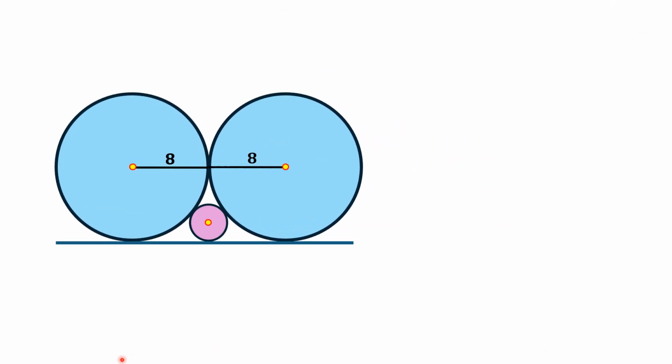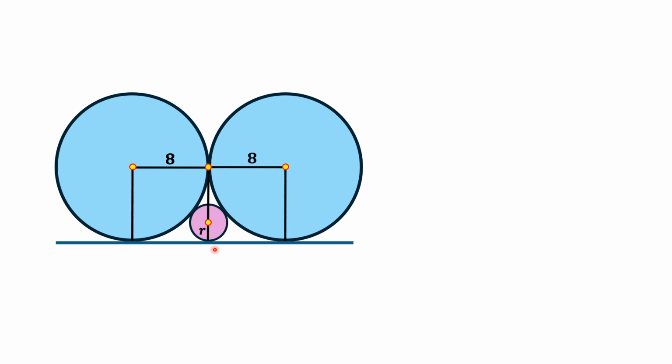First of all, we mark the center point of this small circle and this point of tangency. We draw a line segment from this point to this line segment. Here this small length is the radius of the smaller circle and let us call it r.